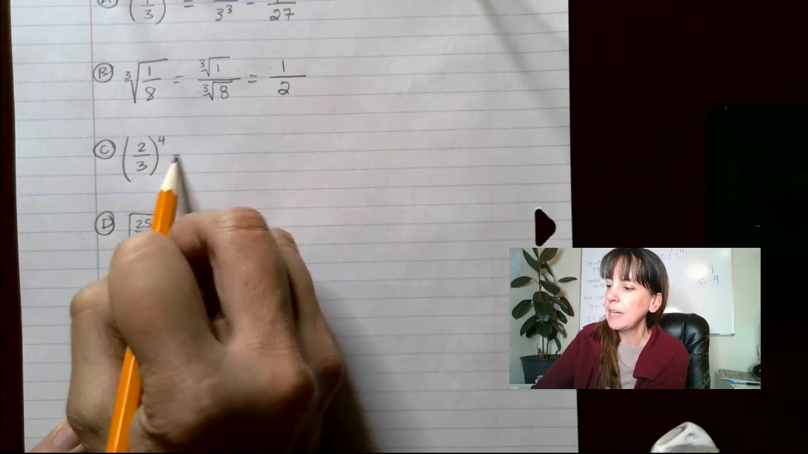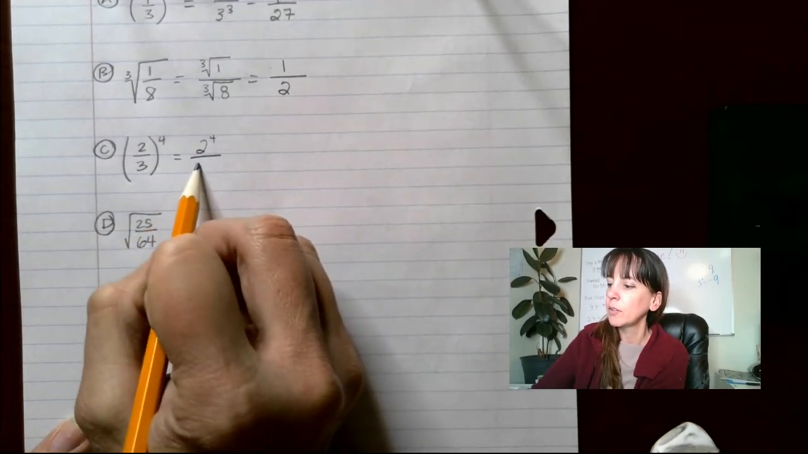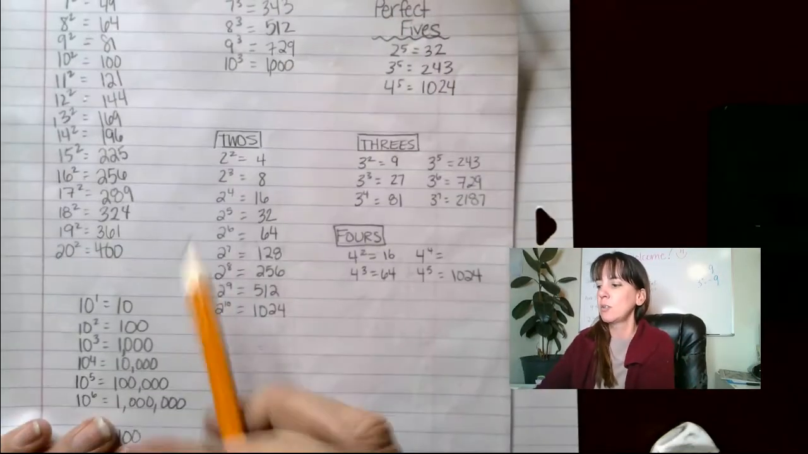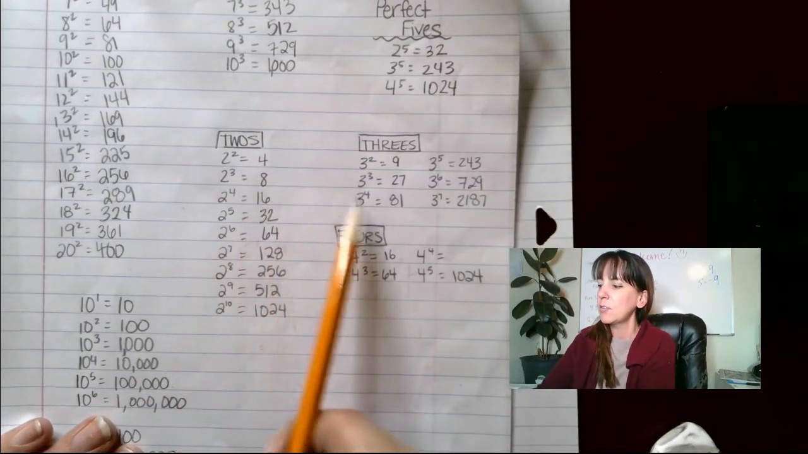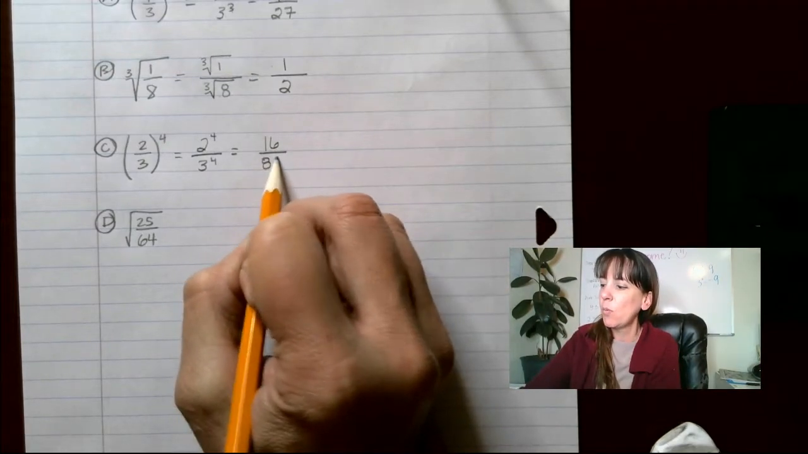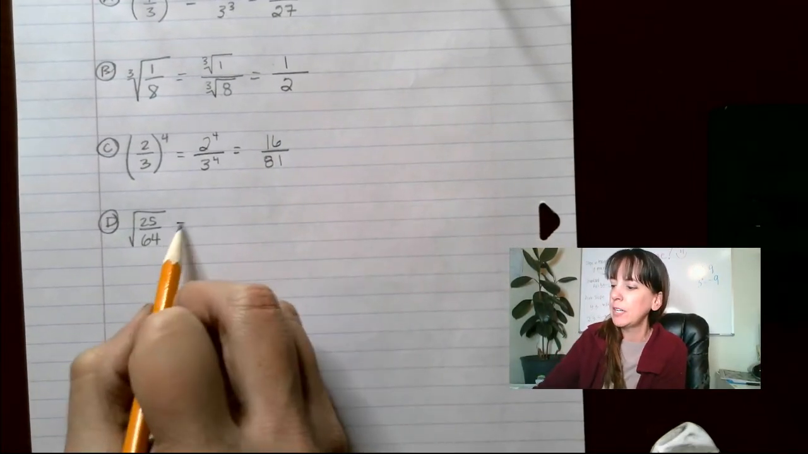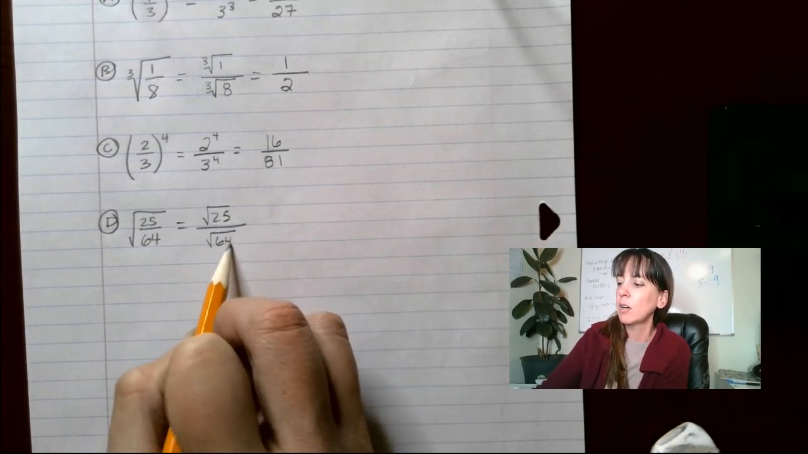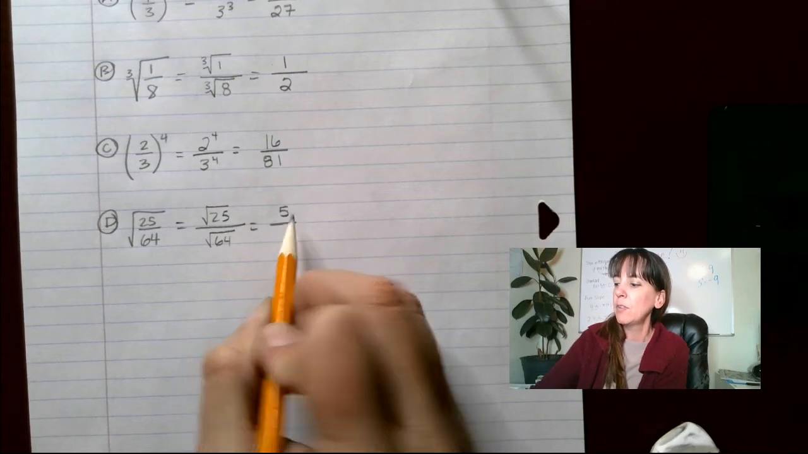All right, this guy right here is going to be 2 to the 4th over 3 to the 4th. If you look on your handy dandy chart, 2 to the 4th is 16 and 3 to the 4th is 81. So we got 16 over 81. Beautiful. Now over here we have the square root of 25 over the square root of 64. That gives us 5 over 8.